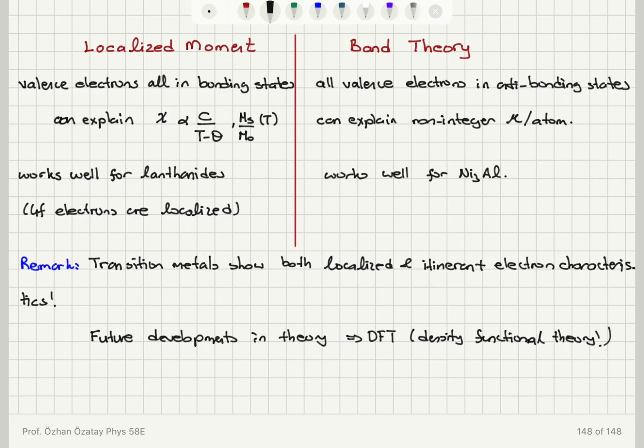The localized moment theory, as an example, works very well for lanthanides, where the 4f electrons are localized. Band theory works well, for example, for nickel 3 aluminum. But the transition metals usually show a behavior that's in between localized and itinerant electron characteristics. So in order to guess from first principles what the magnetic moment per atom in an alloy will be, one can refer to more complicated theories like density functional theory.